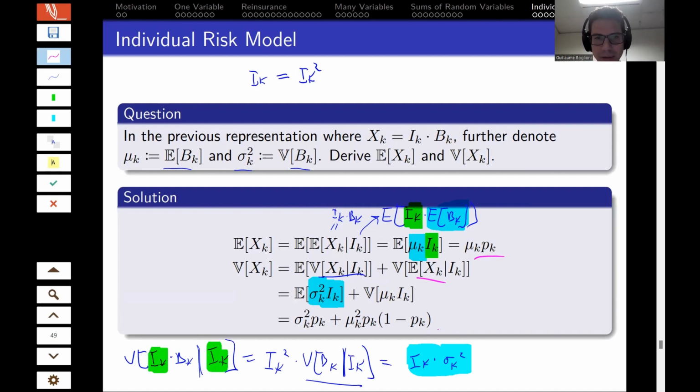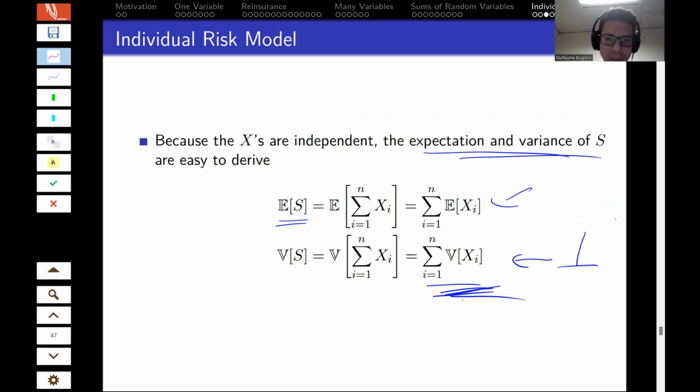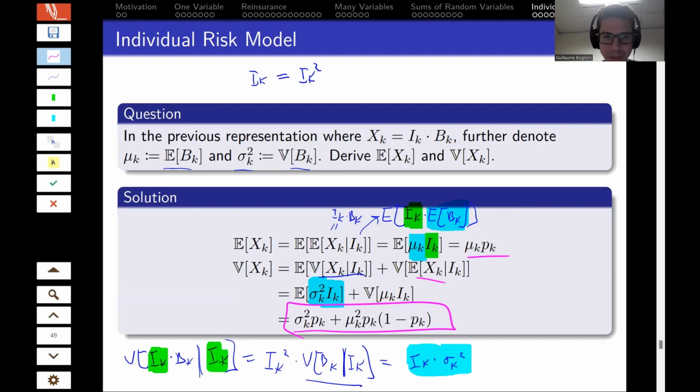In this specific formulation of the individual risk model, the expectation of a given X_k is this, and the variance is this. And of course, if you want the expectation and variance of the whole S, you can just sum the individual expectations of the X_k's and the individual variances of the X_k's.